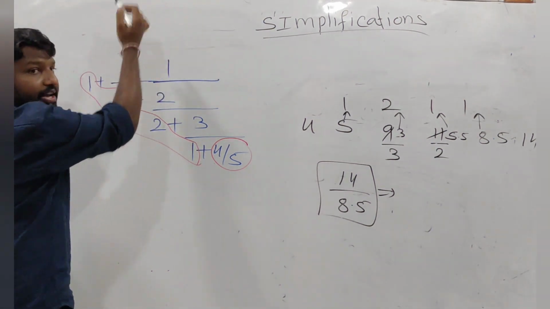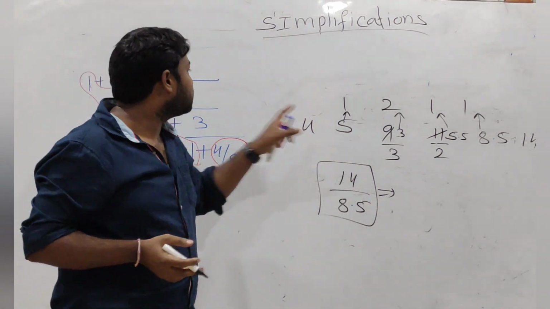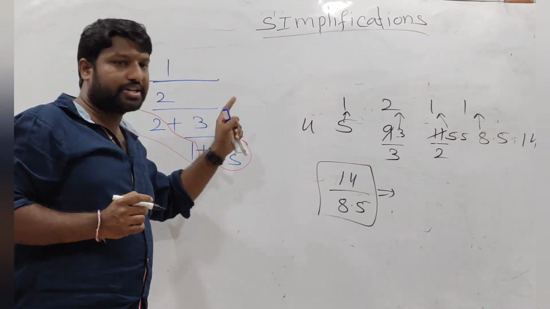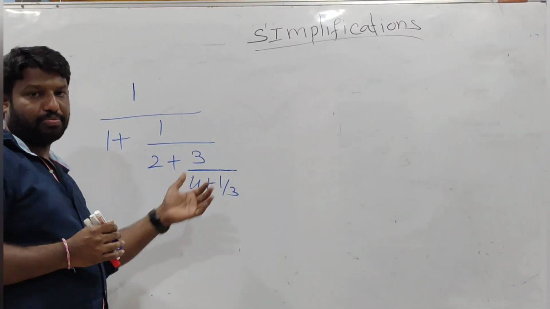So if the total is 1 by everything, then you will reverse this answer. So up to here you are calculating, so the answer is 14 by 8.5. So with the same method I will take one more problem and explain it. So I have taken one more problem.